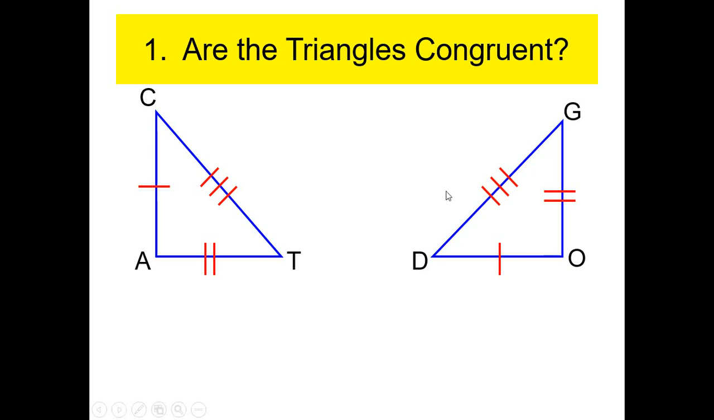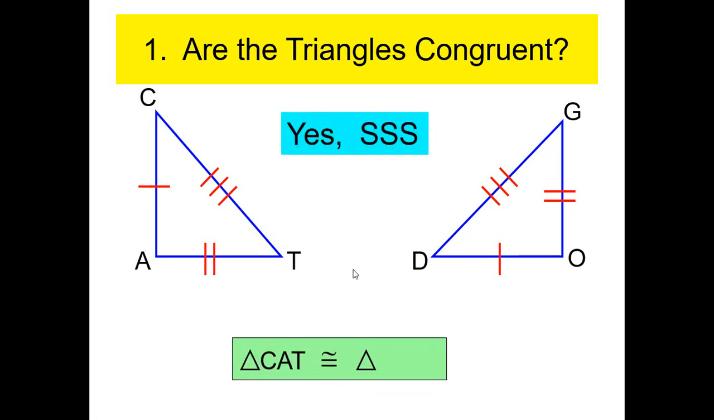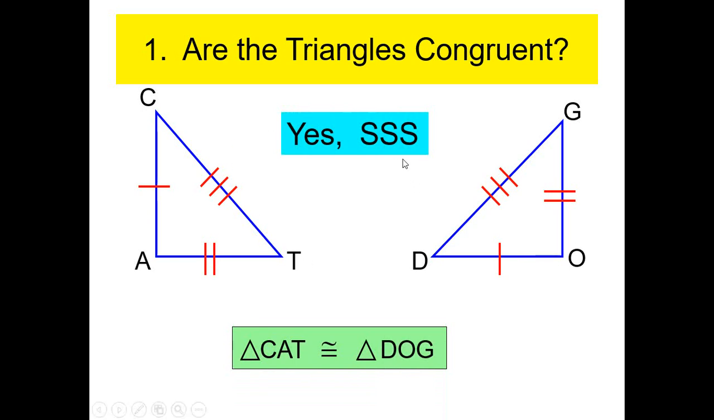Okay, so which one is this? I've got 3 sides marked, so it must be side, side, side. Yes, very nice. Okay, so this is side, side, side. That's the reason these two are congruent.